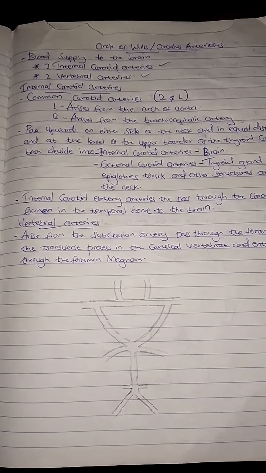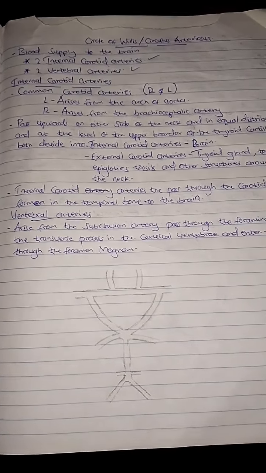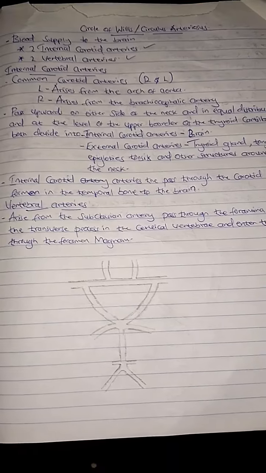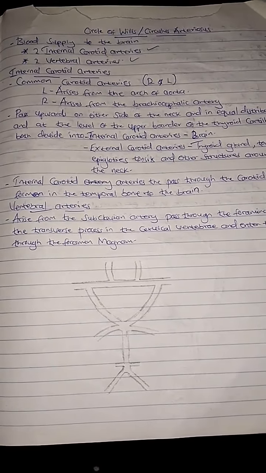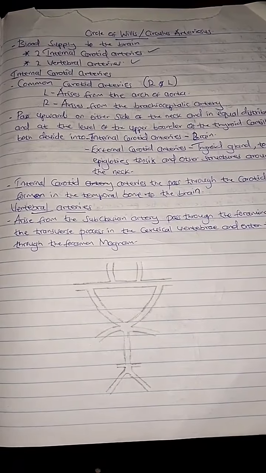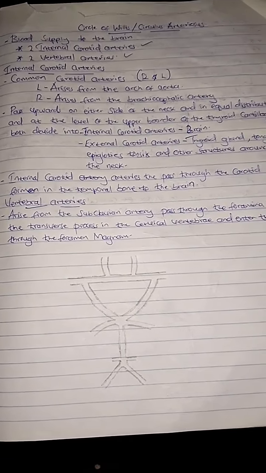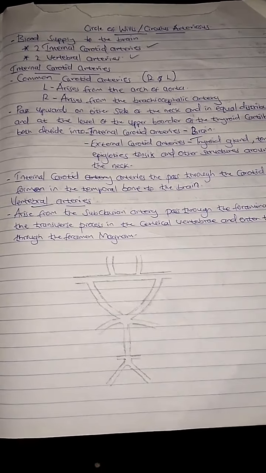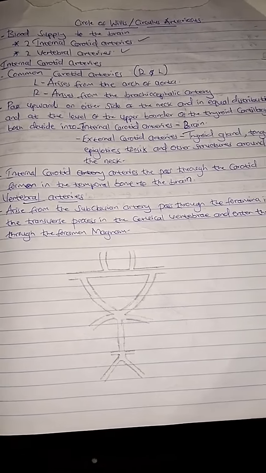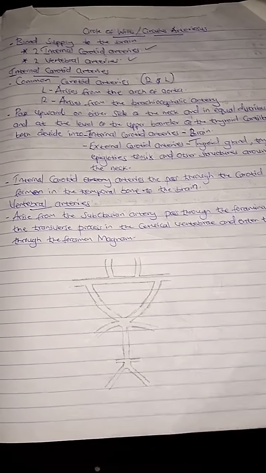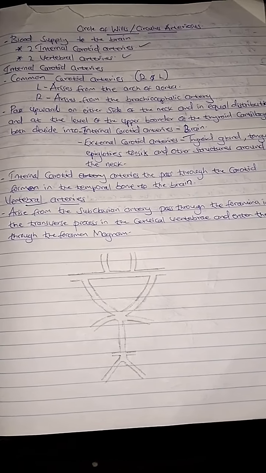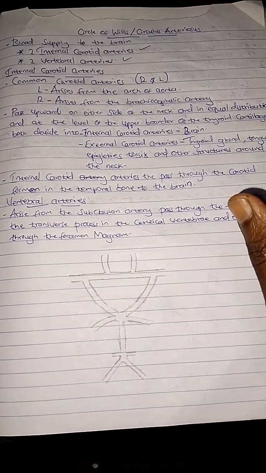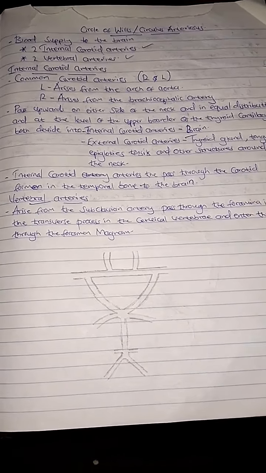Hello everyone, today I want to talk about the circle of Willis, or in other terms, circulus arteriosus. What is circulus arteriosus? This basically means the blood supply to the brain, how the brain gets nutrients and oxygen. Now we have four main arteries that supply blood to the brain. Those are the two internal carotid arteries and two vertebral arteries. Let's start with the internal carotid arteries.